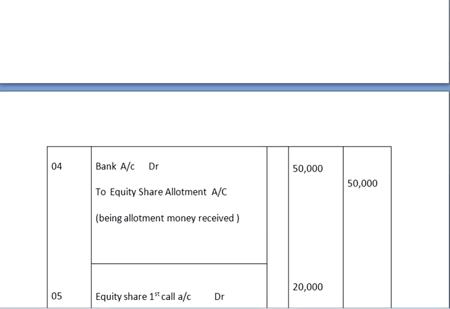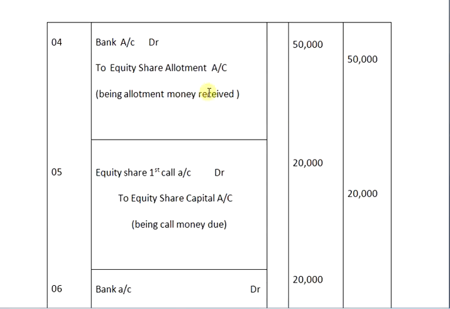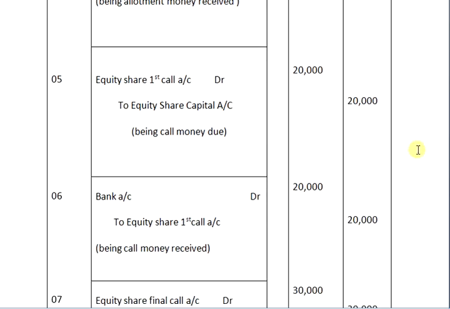Now we need to receive that allotment amount. While receiving that allotment amount, what happens here? Bank account debit to equity share allotment account, including premium we need to receive. That means 10,000 into 5 becomes 50,000 and 50,000. So the next transaction is for the first call. On the first call again we have two transactions, the due transaction as well as the receiving of the first call amount. Due transaction here: equity share first call account debit to equity share capital account, 10,000 into 2, it becomes 20,000 and 20,000. We are receiving the entire first call amount. So bank account debit to equity share first call account, 20,000 and 20,000.